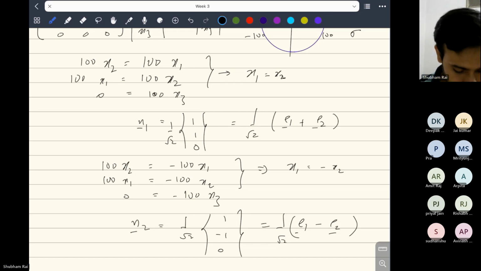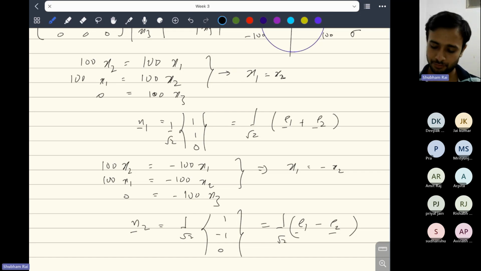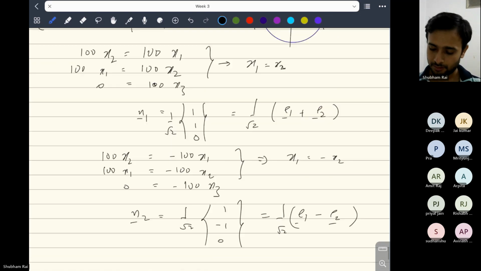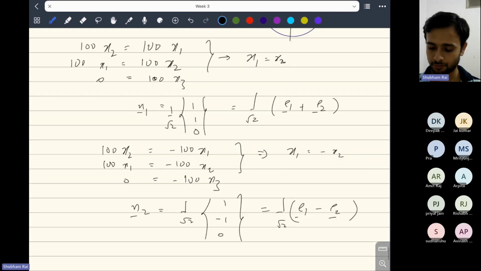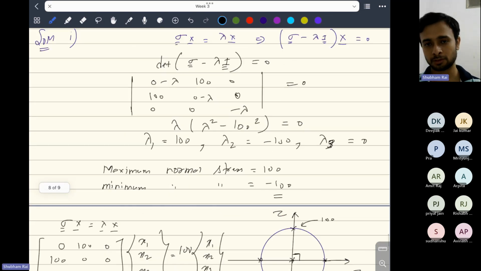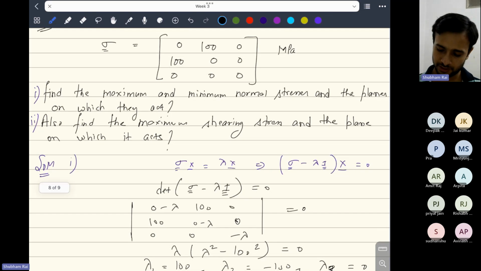So in this way, you have found out the direction, the maximum and minimum normal stresses, and the direction of the principal planes. Now, in the second part, you have to find maximum shearing stress and the plane on which it acts.